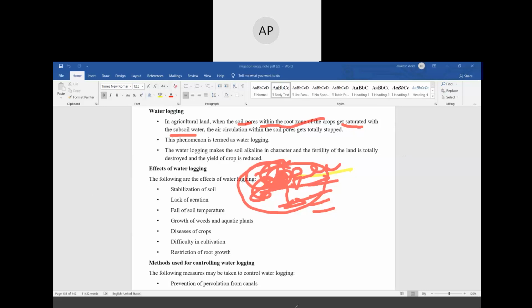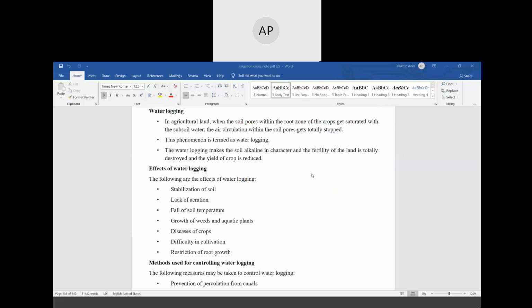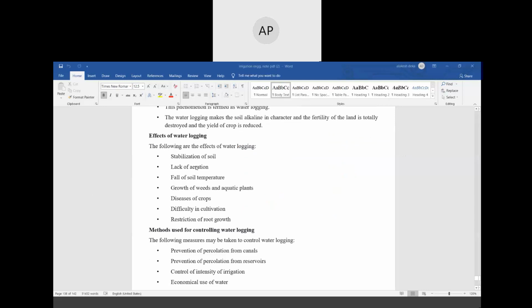Effects of waterlogging. So, what may be the effects of waterlogging? Stabilization of soil, lack of aeration, fall of soil temperature, growth of weeds and aquatic plants, disease of crops, difficulty in cultivation, and restriction of growth.